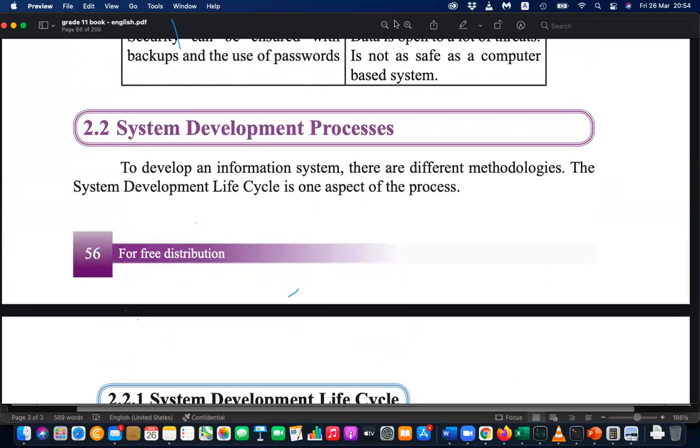So can any one of you tell me what is the most valuable economic resource in the world? Is it gold, or is it platinum, or is it crude oil, anything? So what is the most valuable economic resource in the world? Yes? What is the most valuable economic resource in the world?